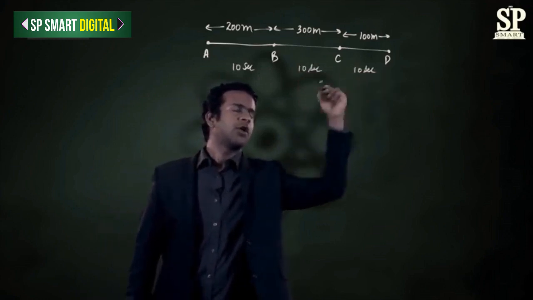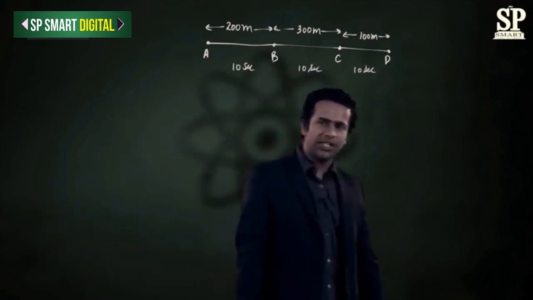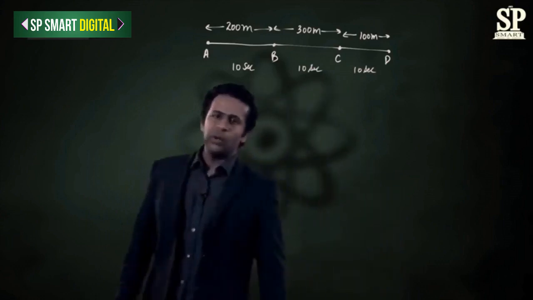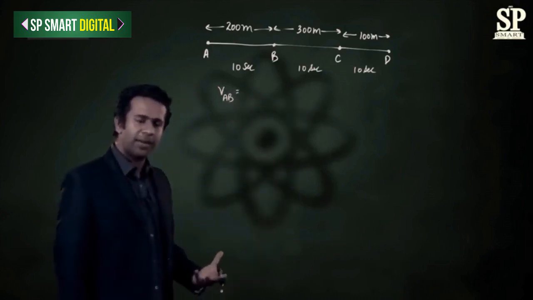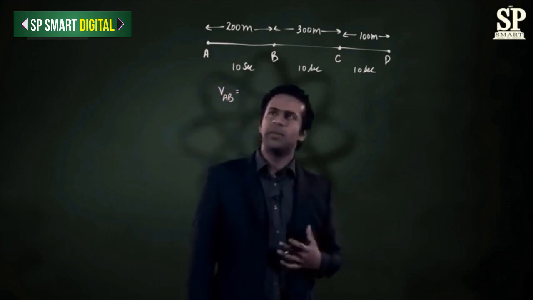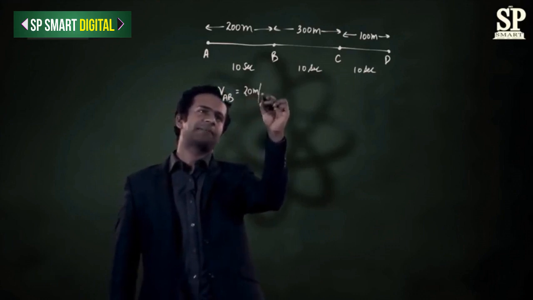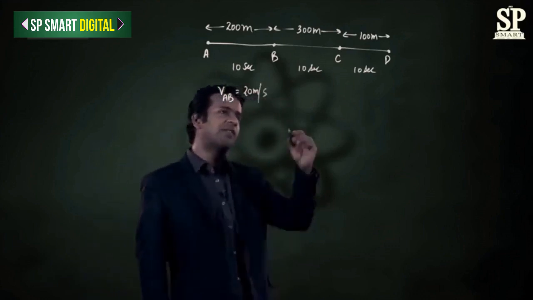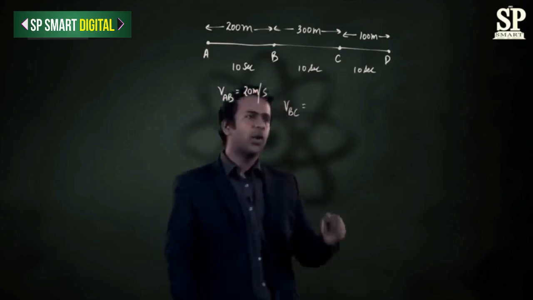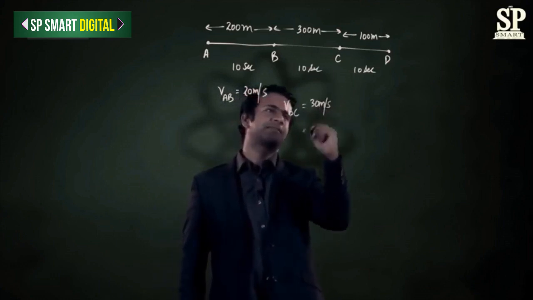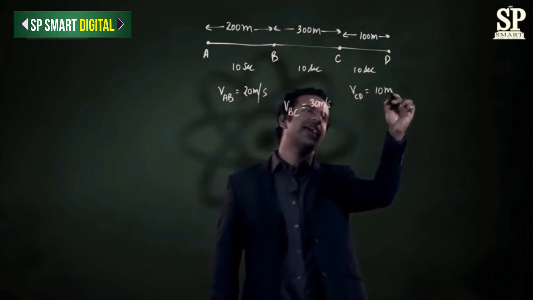Right. So we are interested in finding the speed of this particle in each of these intervals. Right. I'm sure you can do it very easily. The speed in this interval AB is the distance in AB divided by the time taken to move from A to B, which is simply 200 by 10 and hence 20 meter per second. On similar lines, if we wish to find VBC, it would be equal to 300 divided by 10, which is 30 meters per second. For CD, you would have 100 divided by 10, which gives you 10 meter per second.